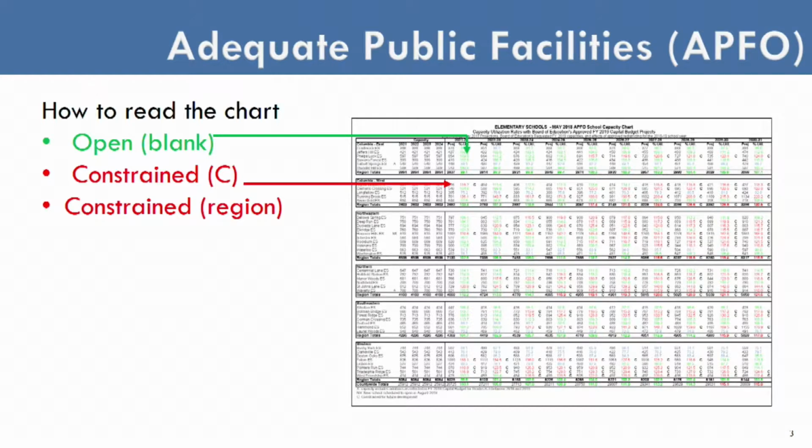If the column next to the year is left blank, that means the school is open. If the column is marked with the letter C, it indicates that the projected capacity is constrained, and the proposed project, if tested for the school year 2021 and 2022, then fails and gets stuck in the school waiting bin.